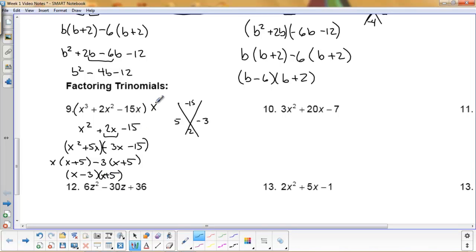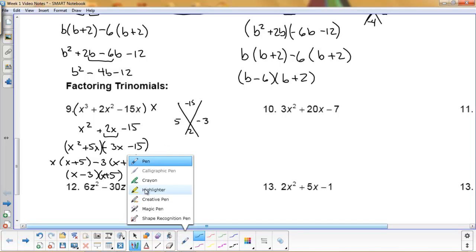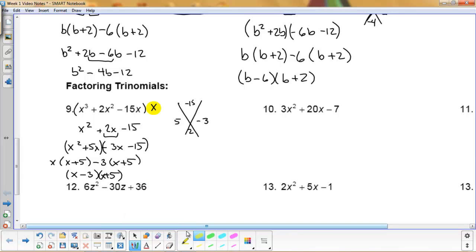And then, like I said, it is very important that we do not forget about that x. So please go back and check. If you took out a GCF, it must go in at your final answer. x times x minus 3 times x plus 5 is your final answer to question number 9.